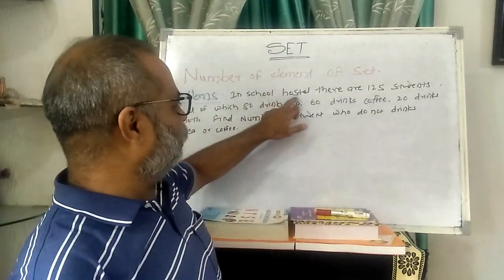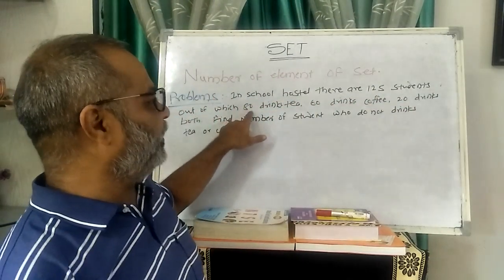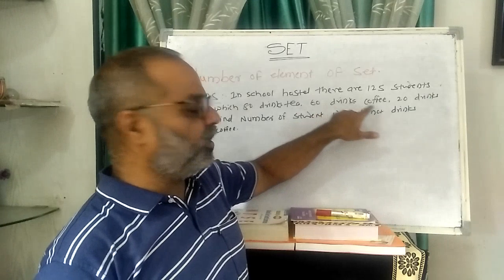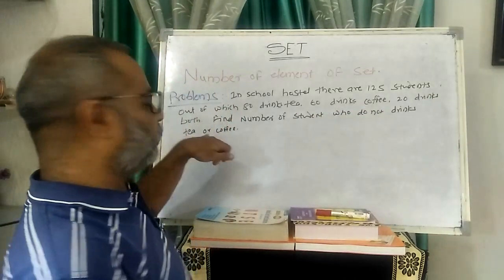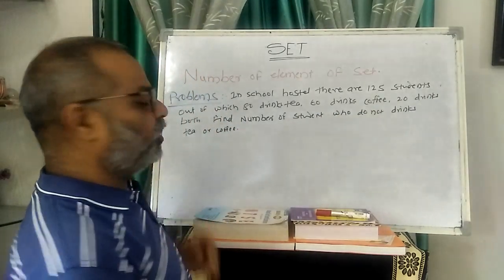In a school hostel there are 125 students, out of which 80 drink tea, 60 drink coffee, and 20 drink both, that means tea and coffee. Find the number of students who do not drink tea or coffee.